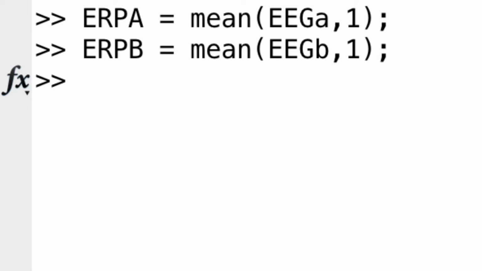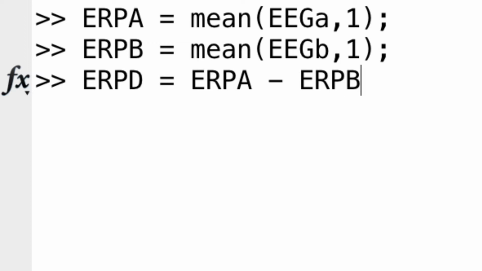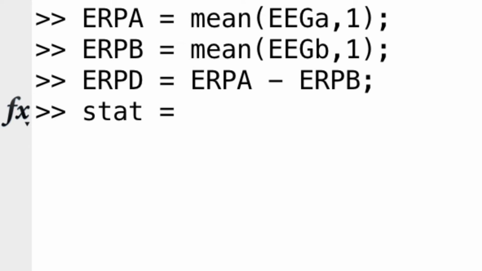Then, let's compute the difference in the ERPs. We'll define a new variable, ERP, and I'll call it D for difference. To compute the difference, we'll simply take ERPA and subtract ERPB. We're now ready to compute our statistic. Let's define a variable stat, and we'll set it equal to the maximum absolute value of this difference.